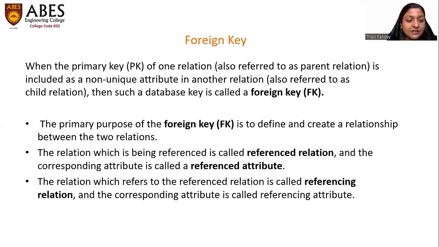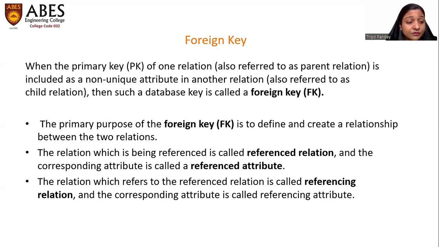Next is foreign key. When the primary key of one relation is included as a non-unique attribute in another relation, then such a database key is called a foreign key. Like if you consider roll number as a primary key in the student table. Now there is another table, department, and when you consider roll number in your department table, then roll number in the department table will be considered a foreign key.